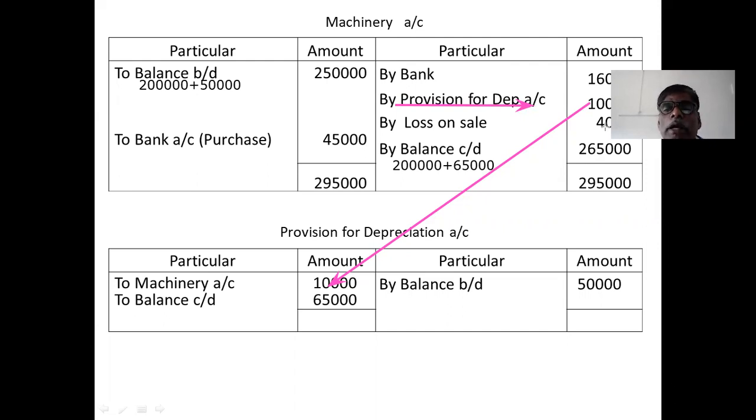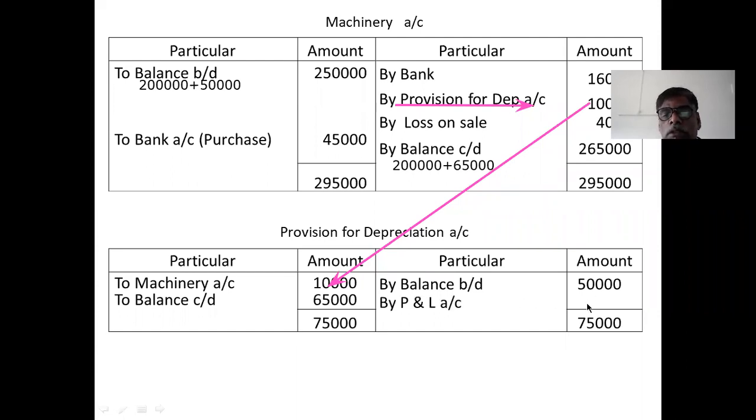Accumulated depreciation is not taken in the previous problems, but in this problem I have taken the accumulated depreciation because I prepared the provision for depreciation account below. Okay, take it this way. After taking this amount, you close this account.